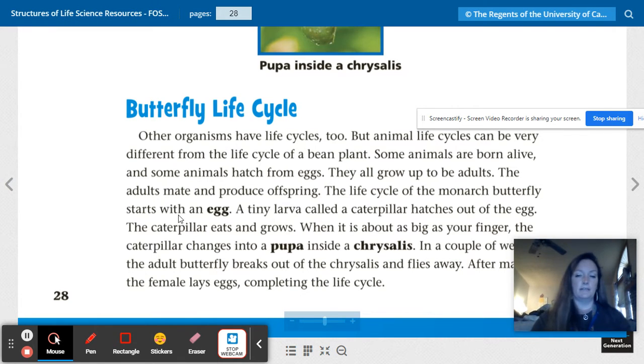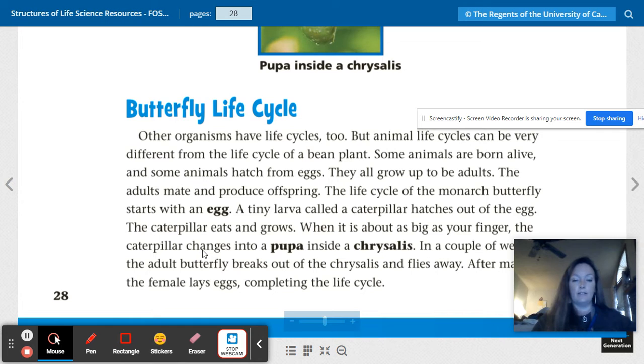Other organisms have life cycles too, but animal life cycles can be very different from the life cycle of a bean. Some animals are born alive, and some animals hatch from eggs. They all grow up to be adults. The adults meet and produce offspring.